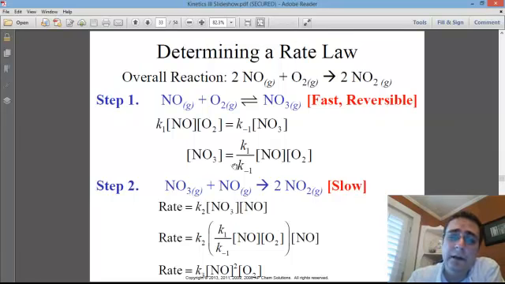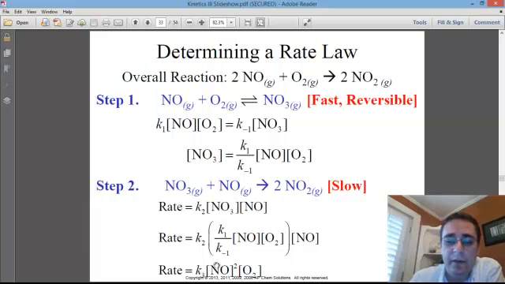Now, since our slow step has that intermediate in it right here, and we can't have an intermediate in our overall rate law, what we're going to do is substitute this expression that we solved for instead of the intermediate. So we just took this up here and plugged it in down here. Now, look what we end up with. We're going to combine all of these k's into one k, because they're all constants anyways, so let's just make them one constant.